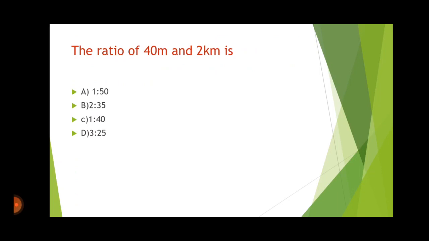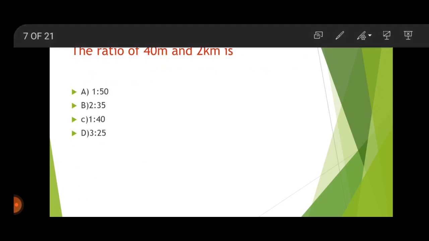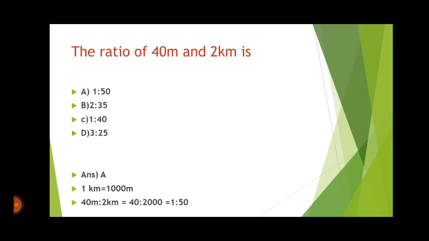The next question is, the ratio of 40 meter and 2 kilometer is? Here the values given are 40 meter and 2 kilometer. The units are different here. That is, one value is mentioned in meter and the second one is mentioned in kilometer. So we have to convert. There are 4 options. So let's go to the solution.